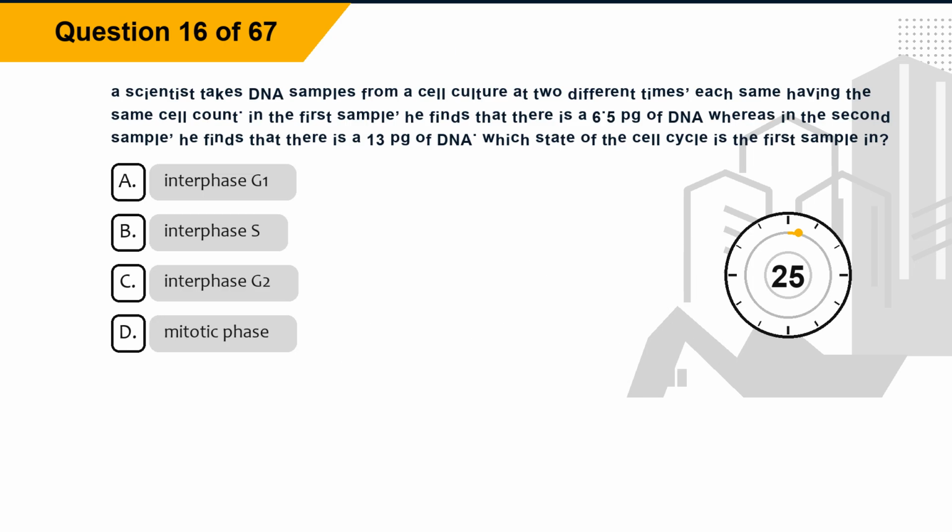Question 16. A scientist takes DNA samples from a cell culture at 2 different times, each having the same cell count. In the first sample, he finds that there is 6.5 pg of DNA, whereas in the second sample, he finds that there is 13 pg of DNA. Which stage of the cell cycle is the first sample in? Option A, interphase G1. Option B, interphase S. Option C, interphase G2. Option D, mitotic phase.